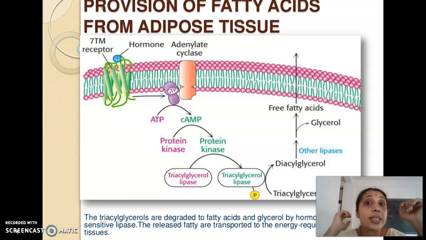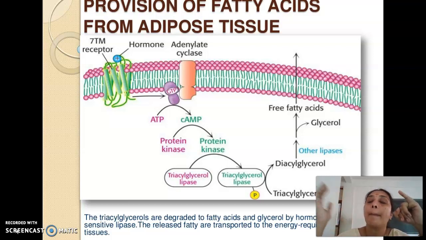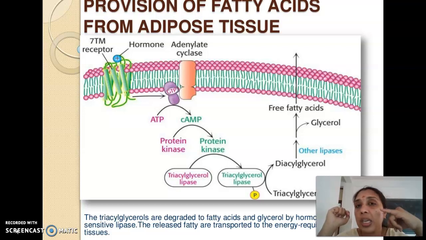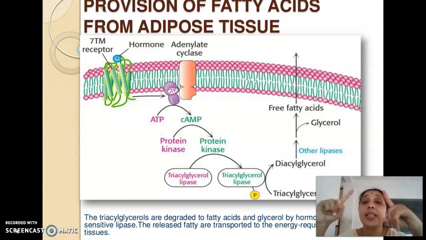So which is the regulatory enzyme? One of the regulatory enzymes is CAT1, or carnitine palmitoyl transferase 1, or carnitine acyl CoA transferase 1, or simply E1. So one of the regulatory enzymes responsible for beta oxidation is E1, the rate limiting enzyme: CAT1, E1, CPT1, carnitine palmitoyl transferase 1, carnitine acyl CoA transferase. Everything is one and the same, right? So that is one of the regulatory enzymes.